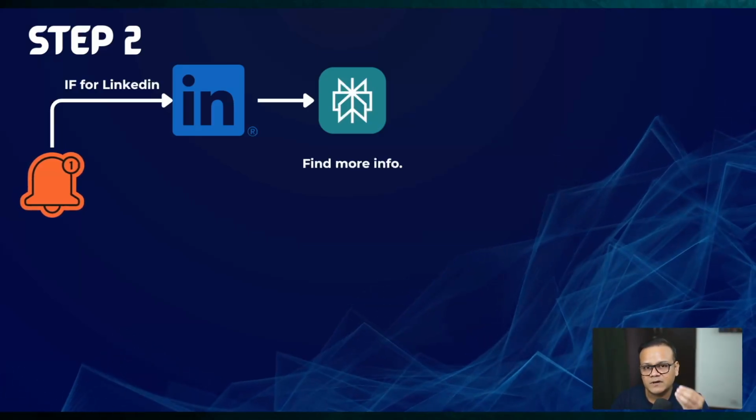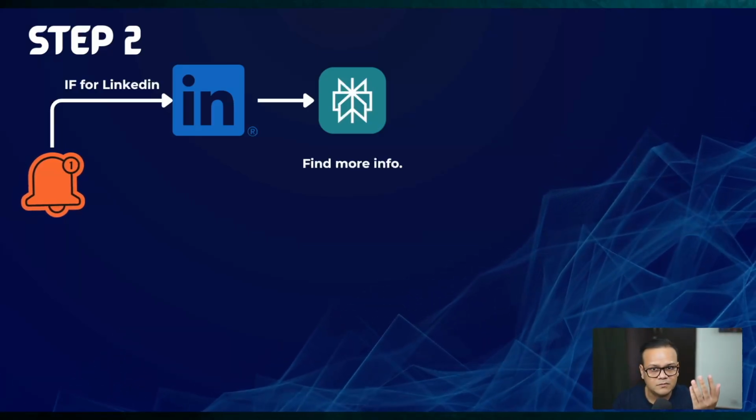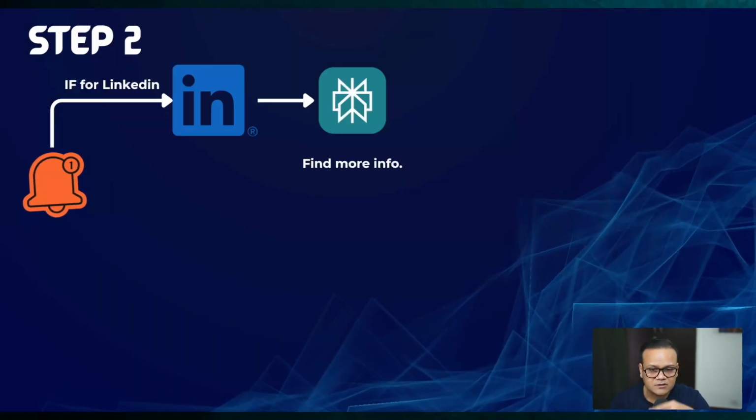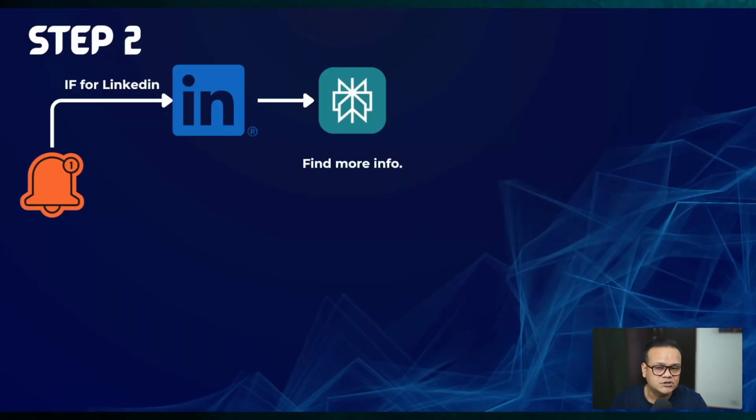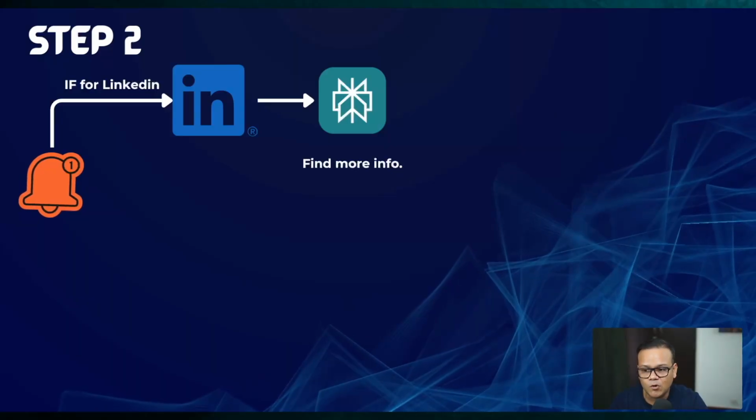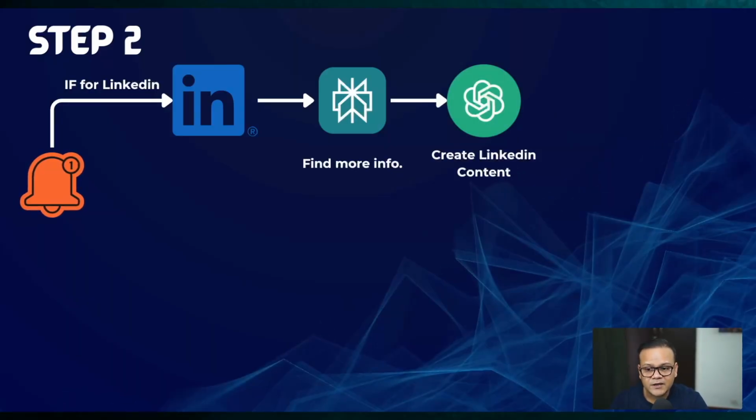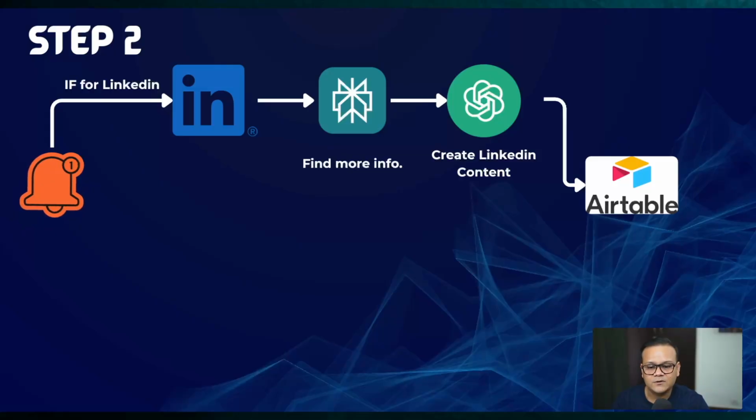So for example, if I'm getting some new article from HubSpot and it talks about something around AEO or GEO, then I'll find a little bit more using Perplexity. And after that, I use OpenAI to create the LinkedIn content, which is now more personalized, which has some other information, not just limited to the article that I received from HubSpot. And once it's done, the whole LinkedIn content again gets added to the Airtable.